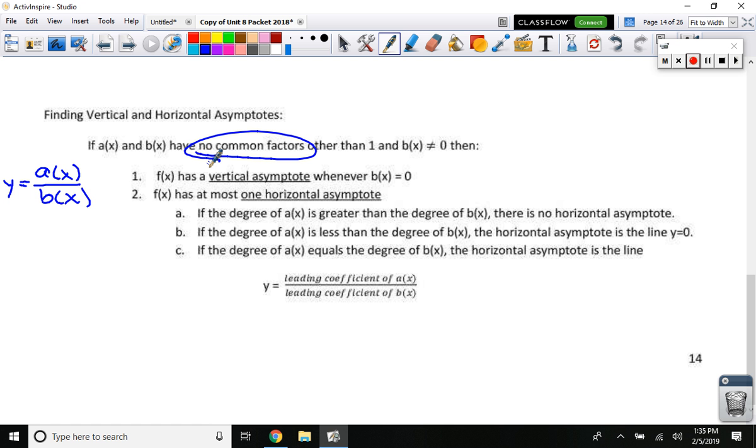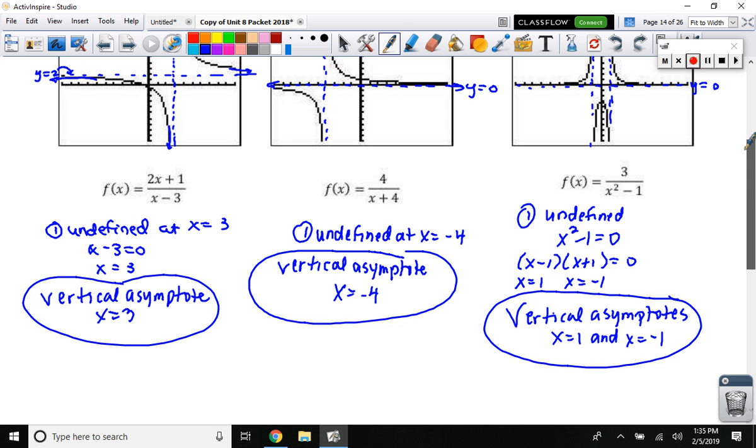All right, so let's go back up here and look at what we're talking about. We looked at this one and we thought that it was going to be at y equals 2, looking at the graph. Okay, so we should be able to look at this and follow our rules. What is the degree of the top? Highest exponent, 1, right? So degree is 1. What's the degree of the bottom? Highest exponent, 1.